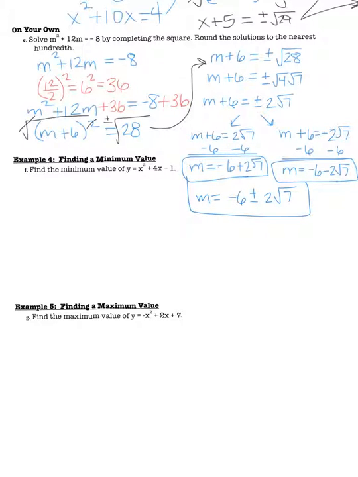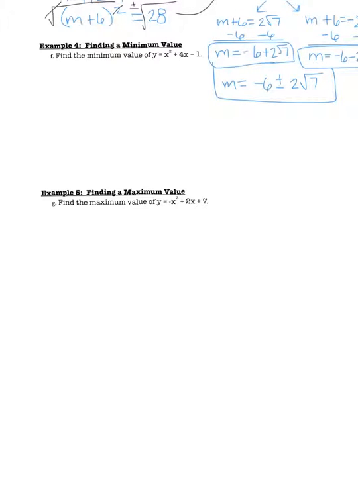Okay, for the next one, example 4, we have finding a minimum value. So we know that it's a minimum value because when you look at this quadratic function, y equals x squared plus 4x minus 1, you have a positive coefficient in front of x squared, which is just 1 since there's no number. So that means that our parabola will open up. So we'll have a minimum value that we need to find.